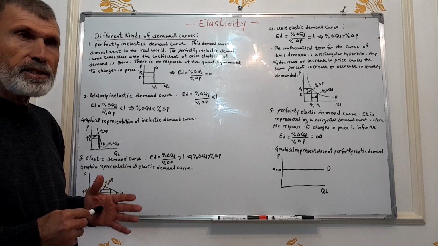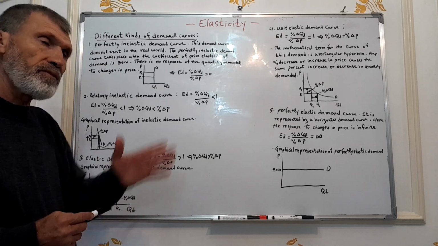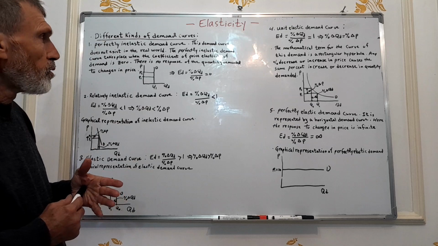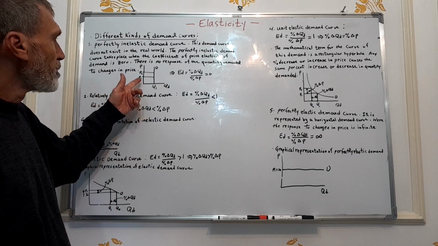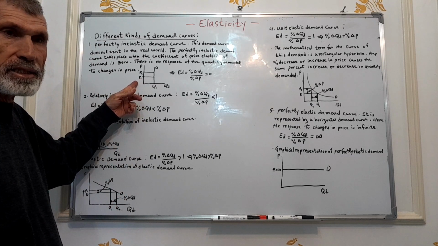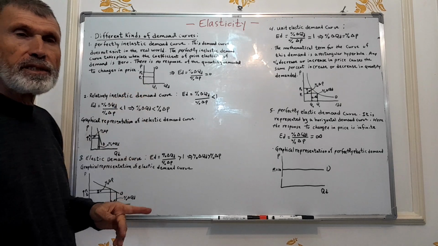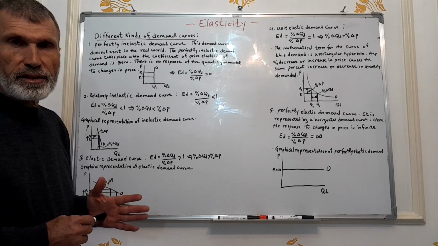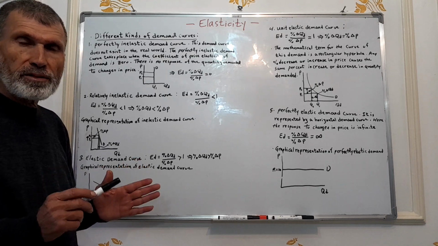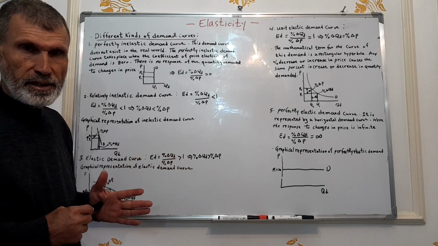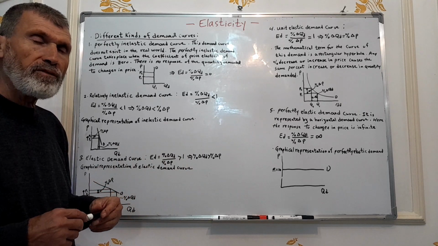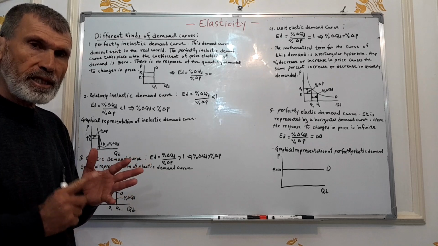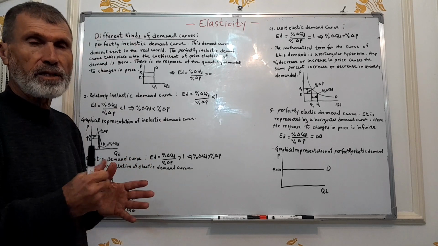Okay? And the graphical representation of that demand curve is vertical. So we're going to have a vertical demand curve. As you can see, whatever the price increases from P1 to P2, there is no change in the quantity demanded. The quantity demanded does not respond to any change in the price. So in that case, we're going to have a perfectly inelastic demand curve. It is represented graphically by a vertical demand curve.